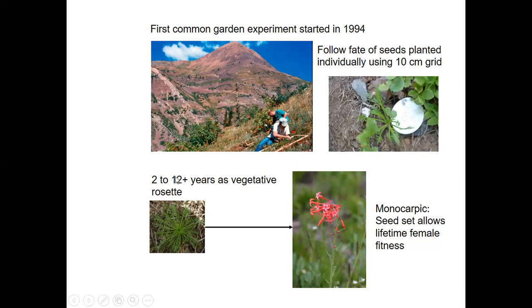The plants spend 2 to 12 years or more as a vegetative rosette of leaves. They then send up a flowering stalk, flower during a single year, set seed, and die. So they have one reproductive bout, they're monocarpic, and when we finally get the seed set, that allows us to estimate the lifetime fitness of the plants, at least through female function. So we have from seed to production of seed.